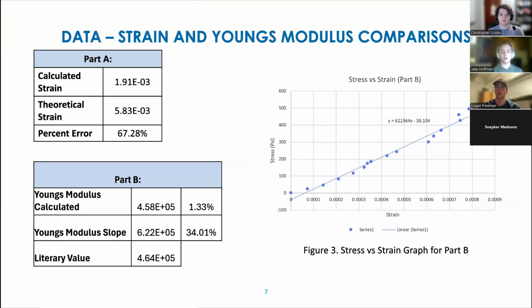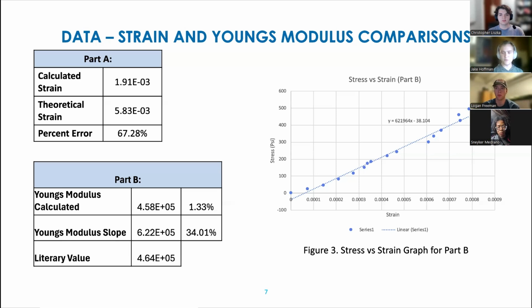In part A, we used equation number 1 to take the voltage out and in and relate it to the strain. We were able to calculate a strain value of 1.9e-3. We compared this to the theoretical strain value found using equation 2, which used the thickness and the radius to get a theoretical strain of 5.83e-3, which gave us a percent error of 67.28%.